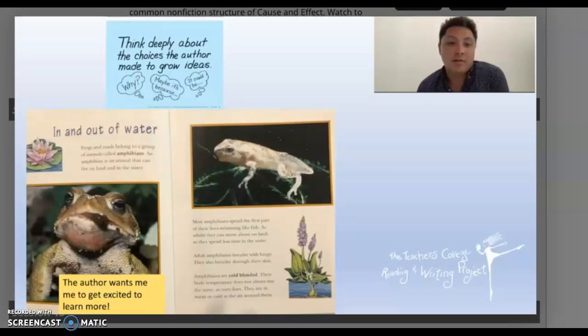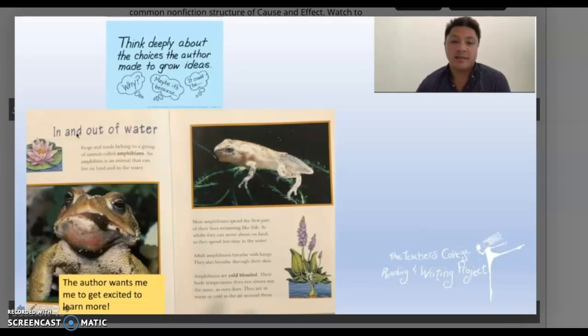In and out of water. Frogs and toads belong to a group of animals called amphibians. An amphibian is an animal that can live on land and in the water. Most amphibians spend the first part of their lives swimming like fish. As adults, they can move about on land, so they spend less time in the water. Adult amphibians breathe with their lungs. They also breathe through their skin. Amphibians are cold-blooded. Their body temperature does not always stay the same as ours does. They are as warm or cold as the air around them.